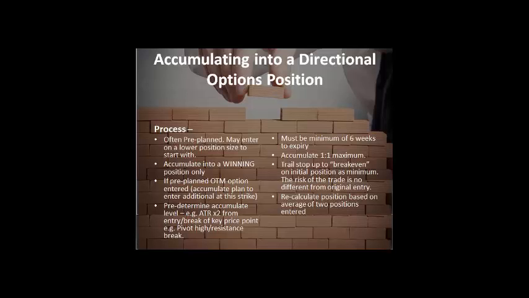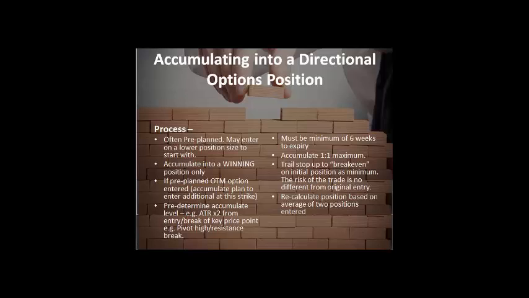For example, we may choose 2 or 3R from our entry, or the break of a price point. We may look at a pivot high, a break of that, or a resistance break. And it must be a minimum of 6 weeks to expiry. Another rule that we have in place is that we accumulate a 1-for-1 maximum. So if we've initially opened 20 contracts, then the maximum we can open is another 20 contracts.